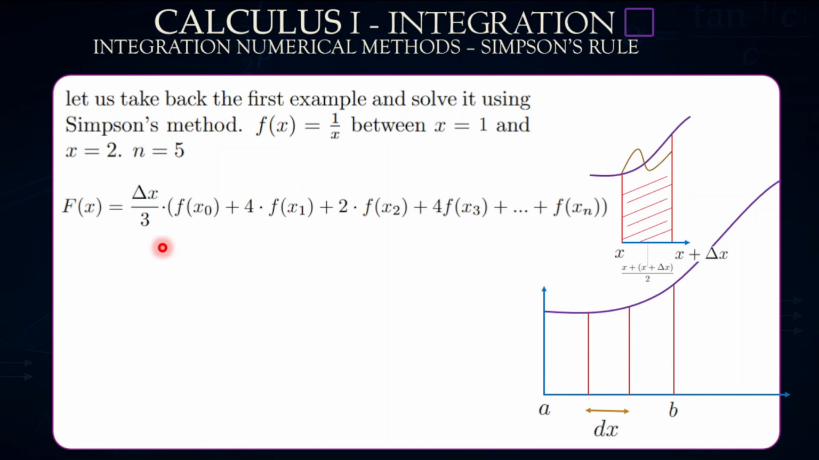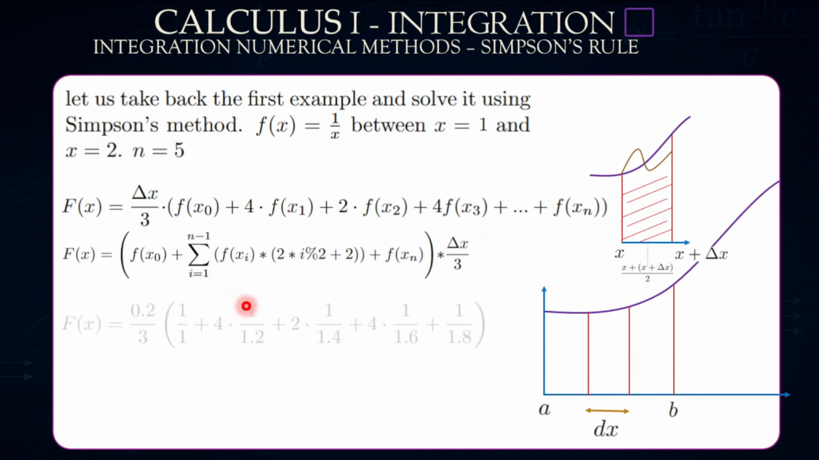f(x) is equal to delta x divided by 3 times f(x0) plus 4 f(x1) plus 2 f(x2) plus 4 f(x3). So the integral equals 0.2 divided by 3, again the step is 0.2, times 1 divided by 1, which is f(x0), the first boundary, or a, plus 4 times 1 divided by 1.2, which is 1 plus 0.2, the second boundary immediately, plus 2 times 1 divided by 1.4, plus 4 times 1 divided by 1.6, plus finally f of the last x, which is f(xn), 1 divided by 1.8.